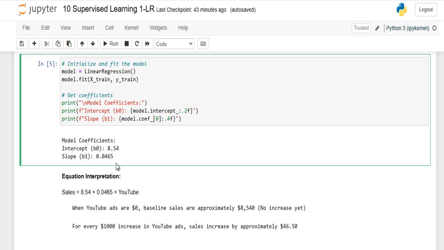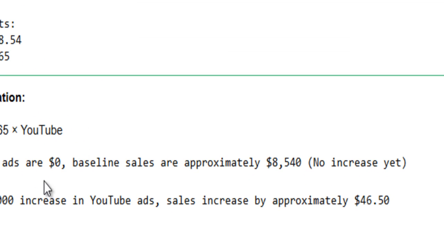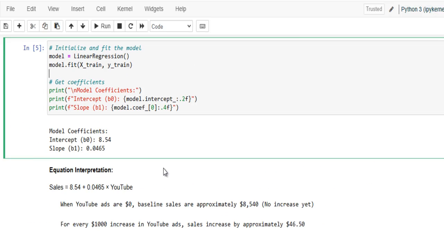That's what it means. So that's at baseline, B not at baseline. But when it increases, we are now passing YouTube advert to it. For every 1,000 increase in YouTube ads, we have sales increased by approximately 46.50. This 46.50, for example, is how it increased. So that is essentially what we are talking about here.